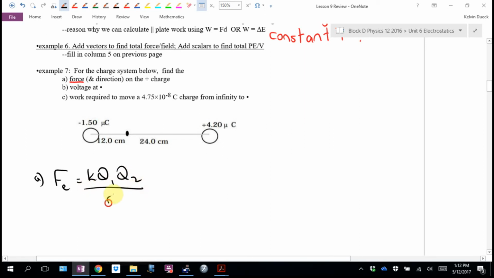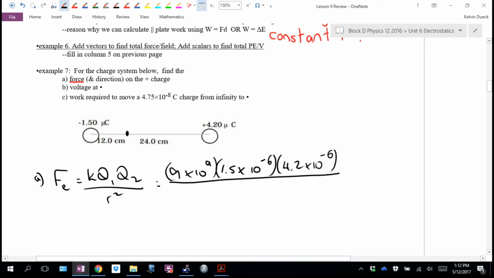squared. So it's going to be 9 times 10 to the 9th, that's K. Q1, am I going to put negative 1.5 microcoulombs, or am I just going to put 1.5 microcoulombs? 1.5. Micro is 10 to the negative 6. 4.2 micro is also still 10 to the negative 6.